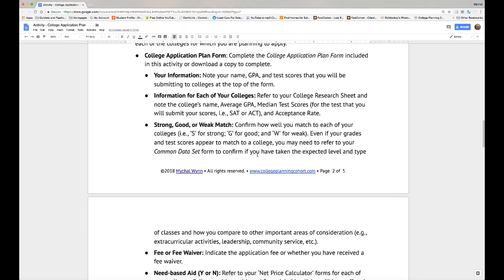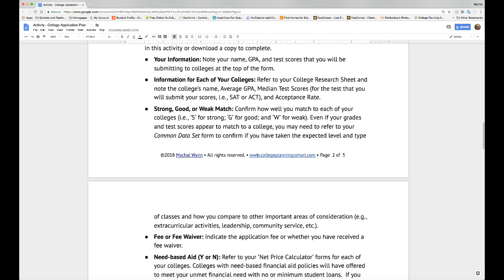When you get to the column for strong, good, or weak match, this is where you really have to engage in some self-reflection, reviewing your resume, your profile, your grades and your test scores, and the common data set for each of your colleges. So when you review that information, are you a strong candidate? Do you exceed the grades and test scores for this particular college? Are you a good candidate? Meaning, do you meet the grades and test scores and you've engaged in the type of activities that this college values? Or are you a weak candidate?